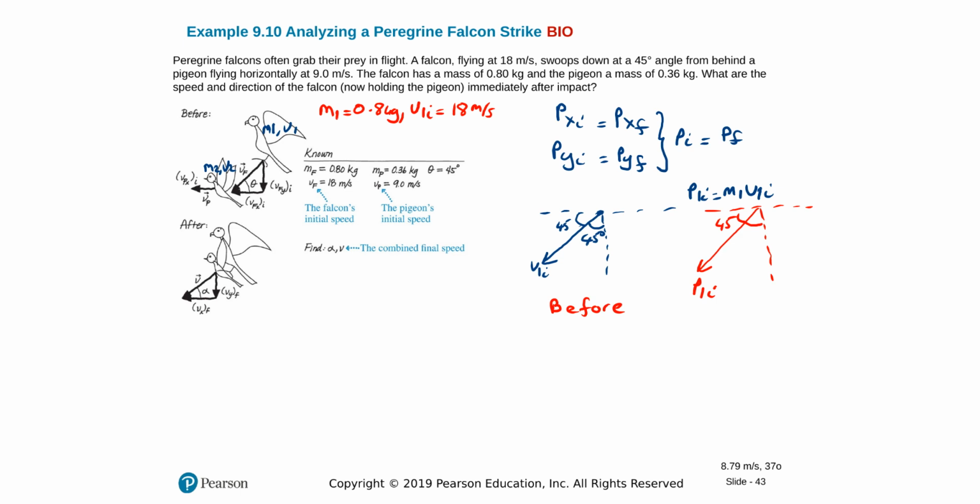And he catches a flying pigeon that flies at 9 meters per second. And the pigeon has a mass of 0.36 kilograms, so M2 is 0.36. And V2 initial is 9 meters per second. The picture shows that the pigeon is flying only along X towards the negative X direction. So in here, initial, actually I should also show the direction of the pigeon's velocity, right? So let me delete this before here.